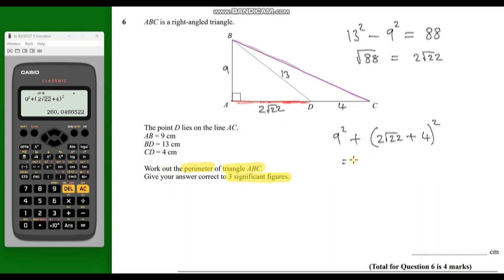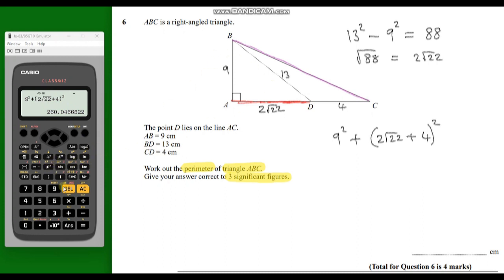So we get... Oh, sorry about that, my phone just went off, but let's get back to where we were. So we squared both of the shorter sides of our right angle triangle and added them together to give us this. But then we need to square root this answer to give us our hypotenuse.